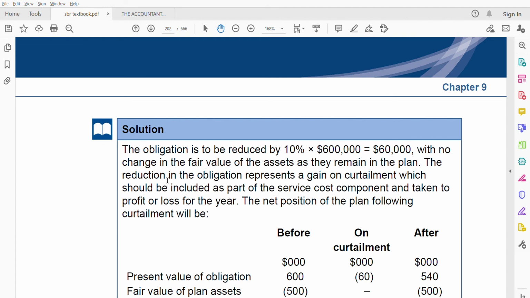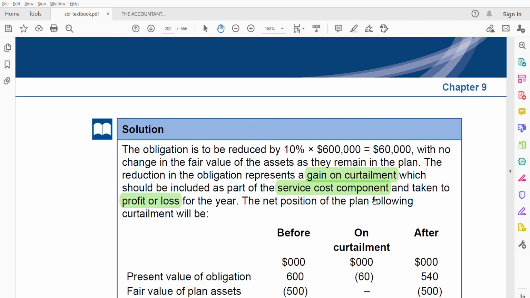So the reduction in the obligation represents a gain on curtailment because your obligation reduced. And it should be included as a part of the service cost component. Remember, we told that gain or loss on the curtailment should be included in the service cost component. There are three elements: one is past service cost, one is current service cost, and the other one is loss or gain on curtailment. Those three will be included in the service cost component and taken to the profit and loss account.